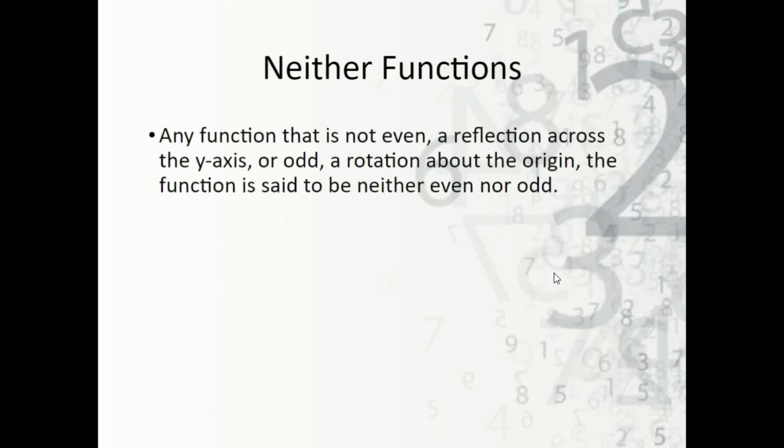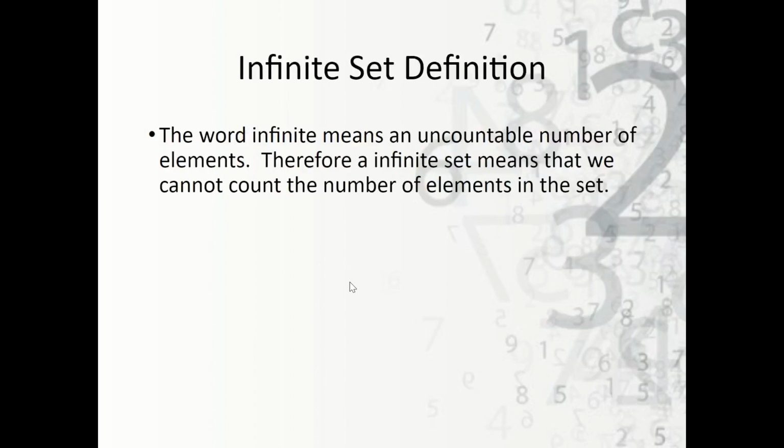Now, neither functions are just functions that are neither even nor odd. They're not reflected and they're not rotated 180 degrees. Now let's talk about the definition of infinite set closure. First of all, what does infinite mean? Infinite means an uncountable number of elements. So it goes on to infinity.